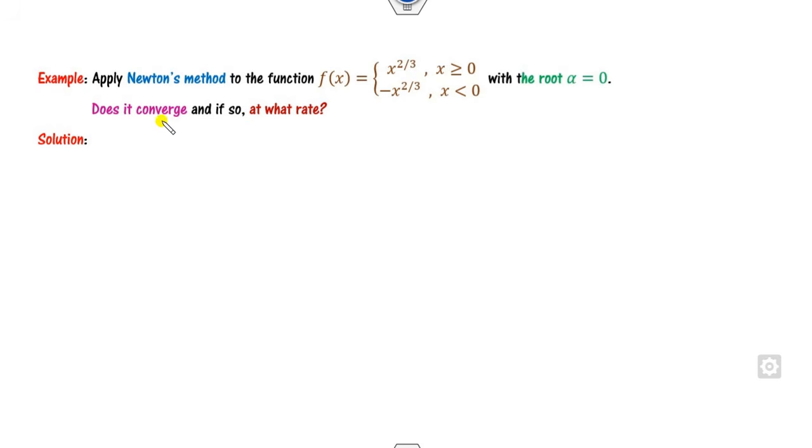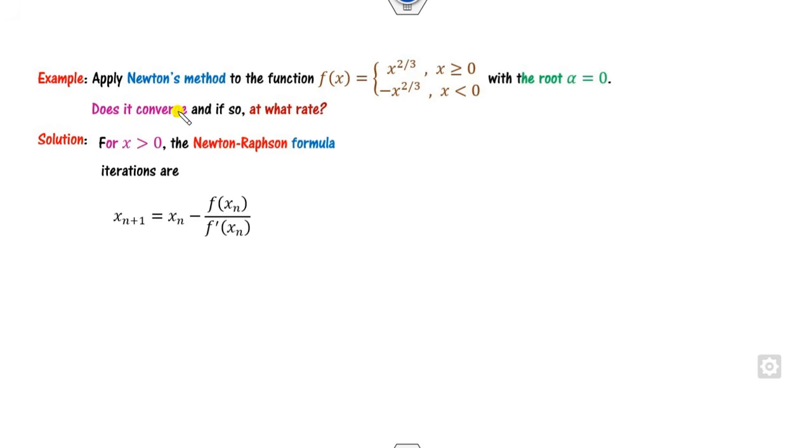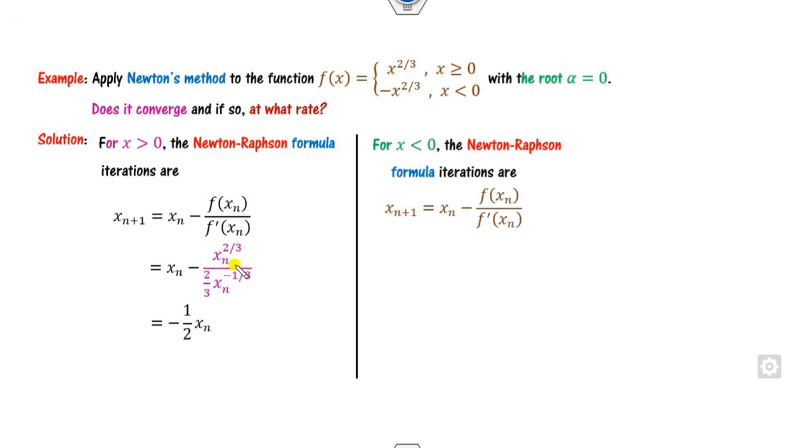Look at another one, which is similar to this. Does it converge? Again, when x is greater than 0, your f will be x raised to power 2 by 3. Your derivative will be 2 over 3 x raised to power minus 1 over 3. I can substitute here, and you will get this expression. For x less than 0, your f will be minus x raised to power 2 by 3. The derivative will be minus 2 over 3 of this. I can substitute both the values here, and after the calculation you will get this.